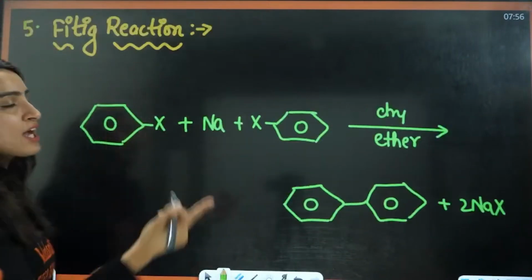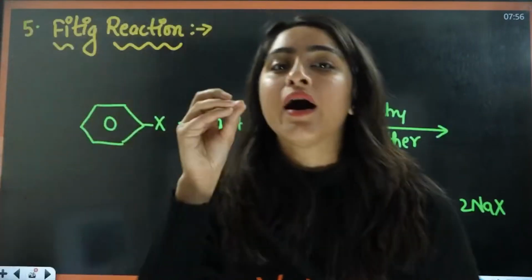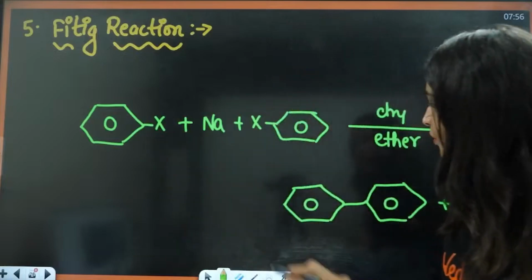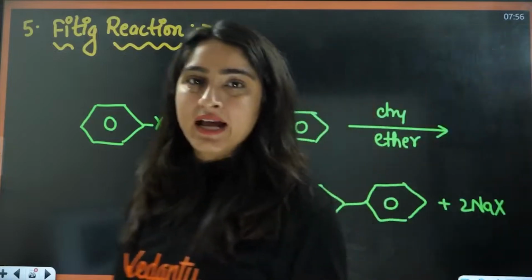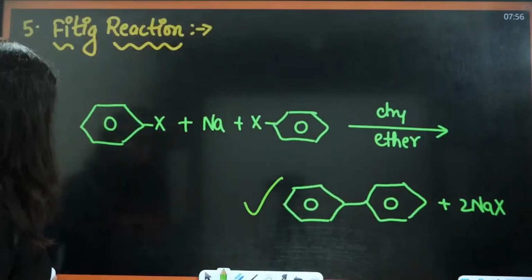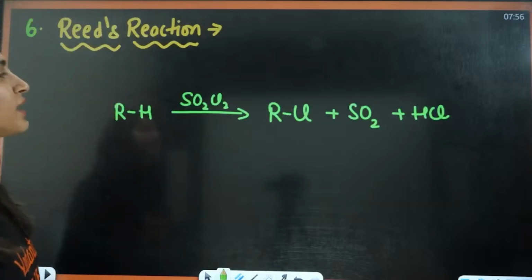Next is Fittig reaction. Both are going to be the aryl part here, and you will have the formation of diphenyl or biphenyl here. Yes, bacha. Next question is Reed's reaction.